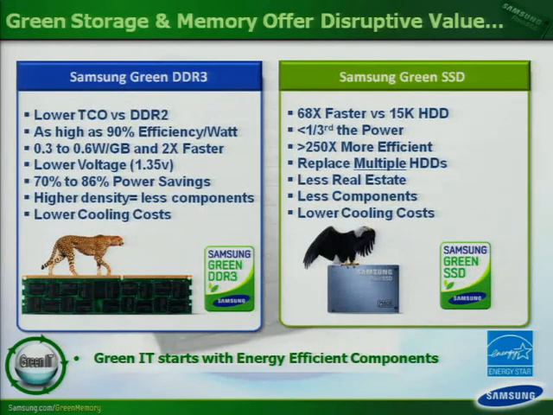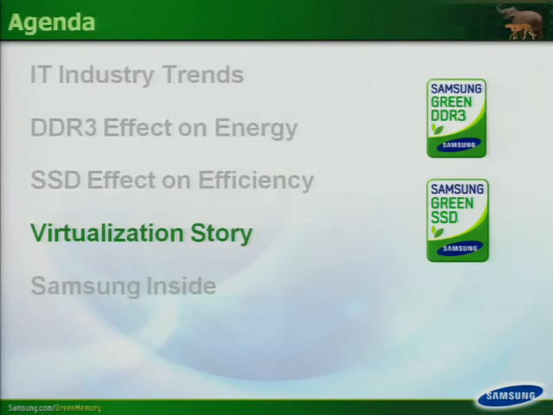Sorry. So in conclusion, on the memory side, both the green SSD and the green DDR3 basically lower your total cost of ownership. That's really the key here. You're going to have lower voltages across the board. On the SSD front, you could replace multiple hard drives. On the DRAM side, much lower cooling costs. You also get that on the SSD as well. You could get higher densities with less components. It's less real estate. Or you could keep the same real estate and get that many more servers, that many more racks in place, which helps you expand the data center. So I'm going to turn it back over to Sylvie to talk about virtualization.